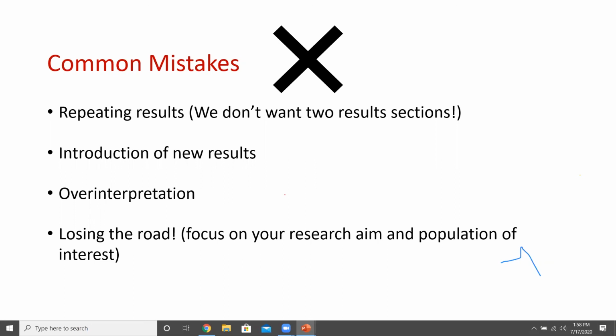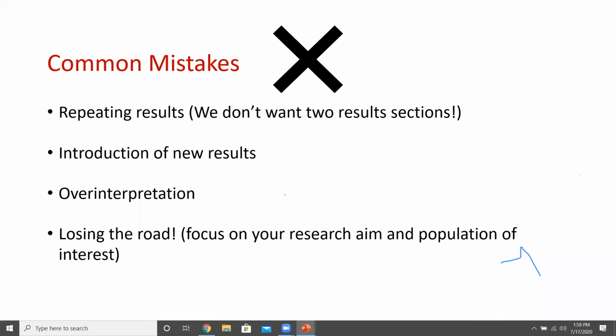Again, this leads me to losing the road. لا تضيع الطريق. Focus on your research aim and population of interest. You have your research aim, you have your research question, you're good to go. You have everything you need, and you just have to focus on your research aim.